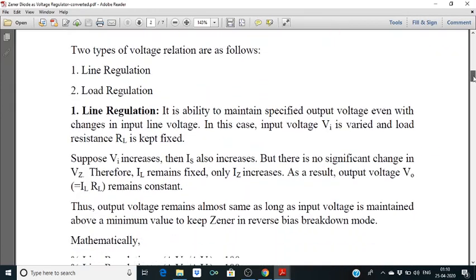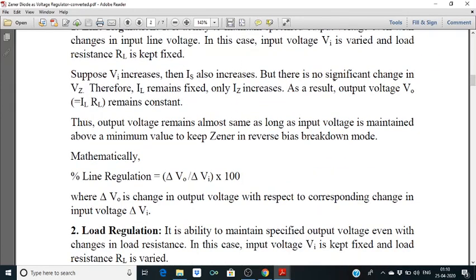So in this way, IS increases, but there is no significant change in VZ. Therefore, since RL remains fixed, V out remains fixed to IL times RL. So the output voltage remains almost the same as long as the input voltage is maintained above a minimum value to keep the Zener in reverse bias breakdown mode. Mathematically, we can calculate percentage line regulation as del V naught divided by del Vi into 100, where del V naught is the change in output voltage with respect to change in input voltage.